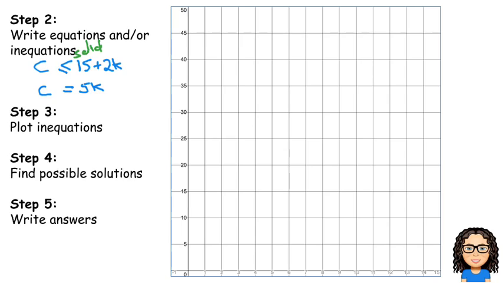Okay, so let's take equation number 1. C is less than or equal to 15 plus 2k. The number by itself, 15, is where it's going to cut our axis. Now we need to label which axis is which, so I'm going to put my cost on this axis and my number of kilometres on that axis. So I'm going to have an intercept at 15 and I've got a gradient of 2. The number in front of the variable is 2, so that means I go up by 2, across by 1.